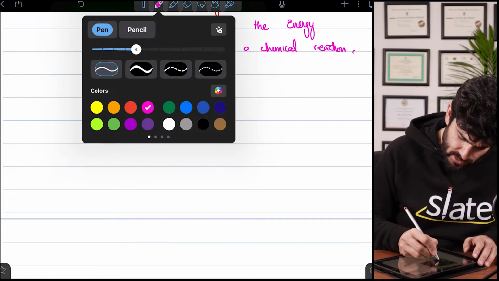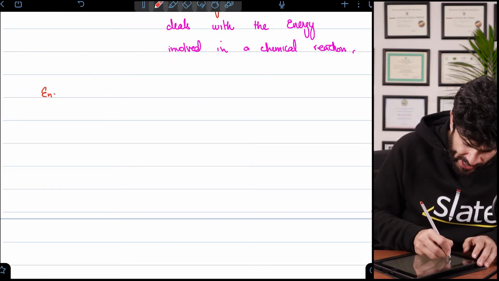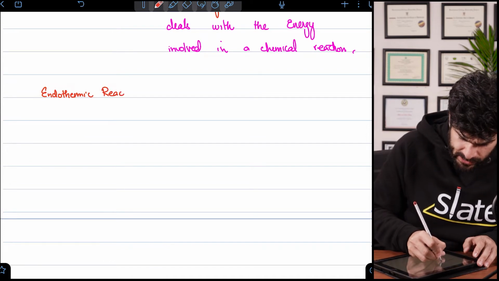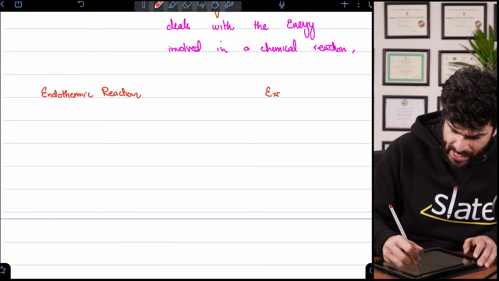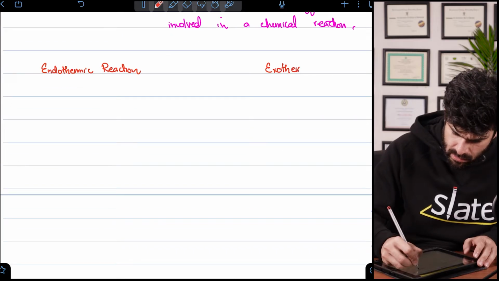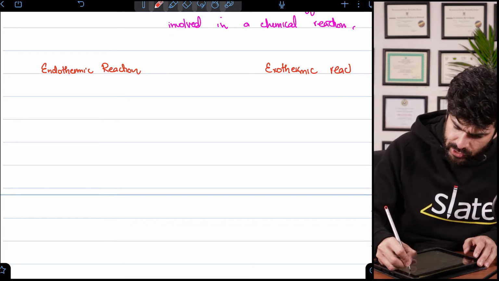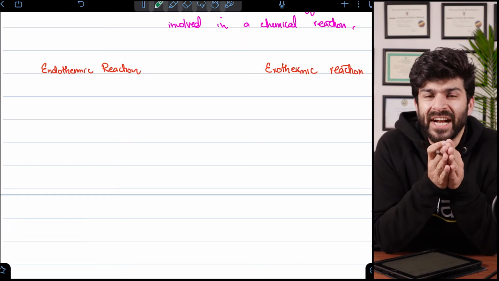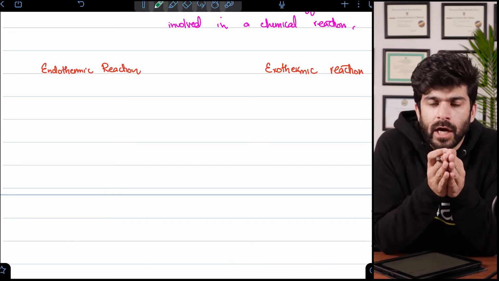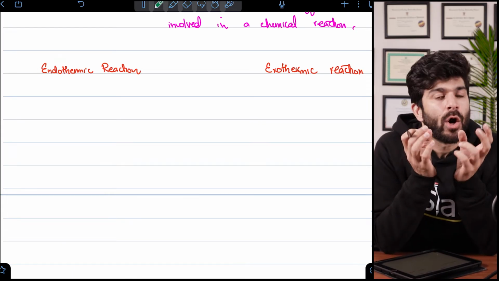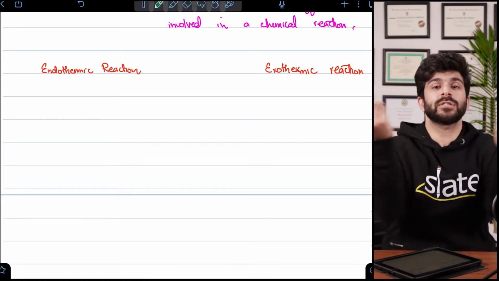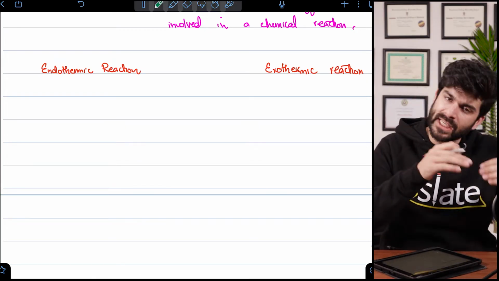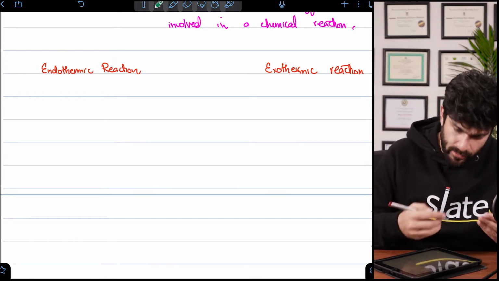The first one is the endothermic reaction. And the other one is the exothermic reaction. Now, it is not just the entry or exit of heat. We have to understand the idea of temperature change in the surrounding. So what is the surrounding and what is the system? So in the case of endothermic, we'll deal with that later.